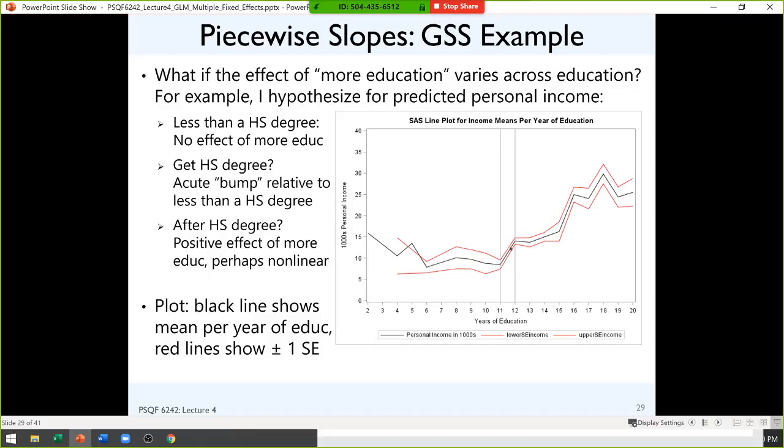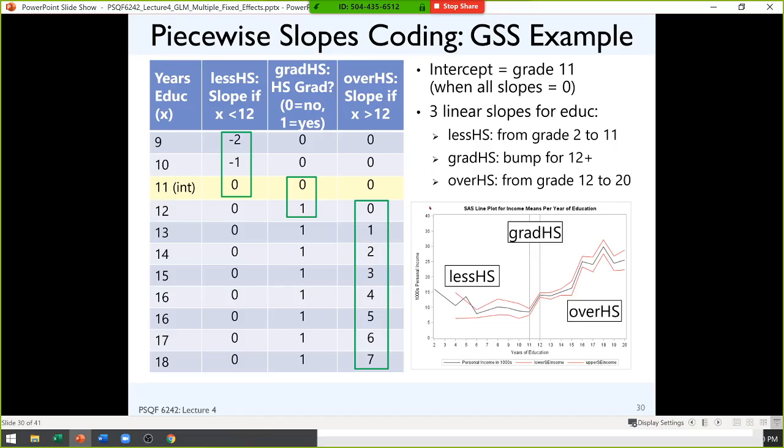Another slope goes from 11 to 12. I think of it as a bump, just an acute shift of one grade level. And then another slope captures the increase in education after grade 12. To do that, here's the logic, and then I'll show you the coding again in just a moment. First thing you have to know to set up your codes correctly is where the intercept is. That's a decision typically you would get to make. I chose grade 11 in this case so that it would be the easiest to think about conceptually what graduating high school would mean above that.